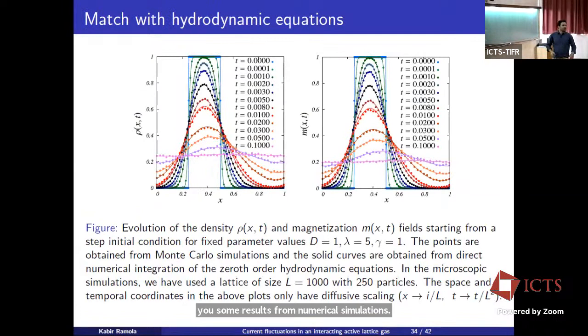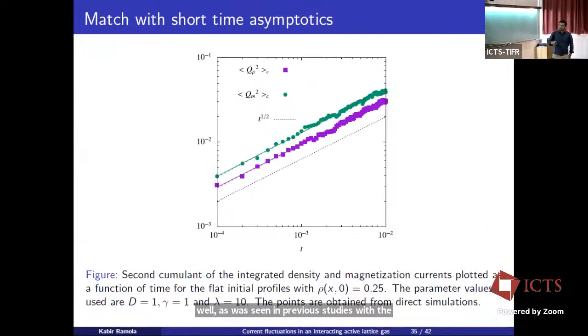So you can, of course, now take the model with the rules that I've defined and do microscopic simulations. And these are the exact integrated solutions to the non-linear hydrodynamic equations at 0th order. And of course, they match very well, as was seen in previous studies, with the microscopic simulations that you do on the lattice. Then here is something that we can do with the microscopic model, where we can compute the second cumulant of the density current, second cumulant of the magnetization current, and we can match it with the square root t behavior.